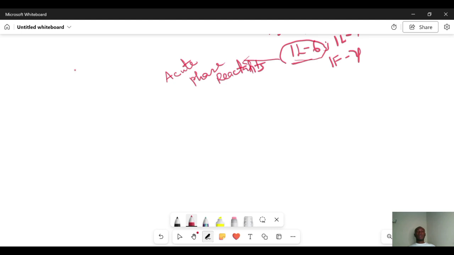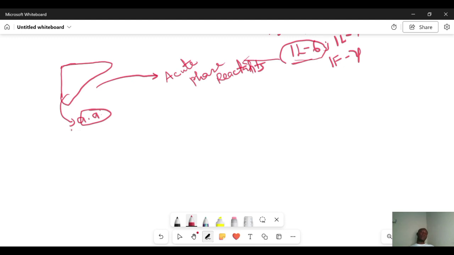Now these acute phase reactants are produced by the liver. Of course, acute phase reactants are proteins, right? The liver produces acute phase reactants using amino acids as raw materials.